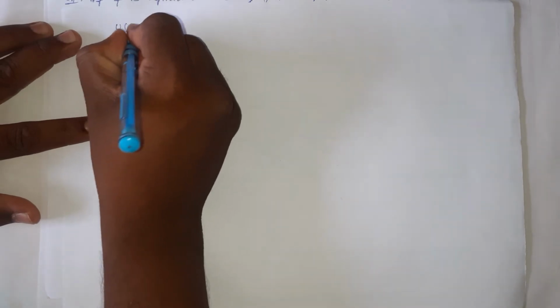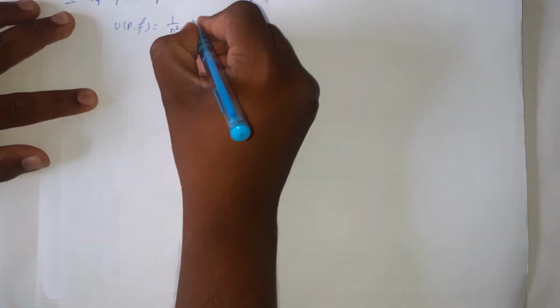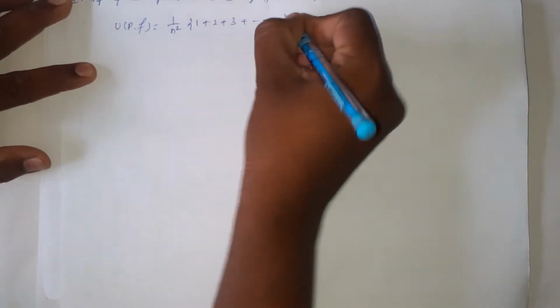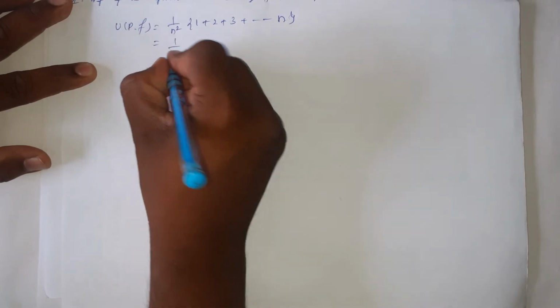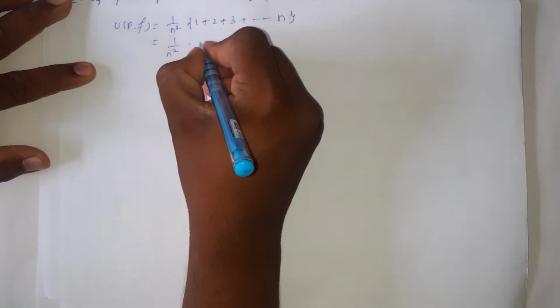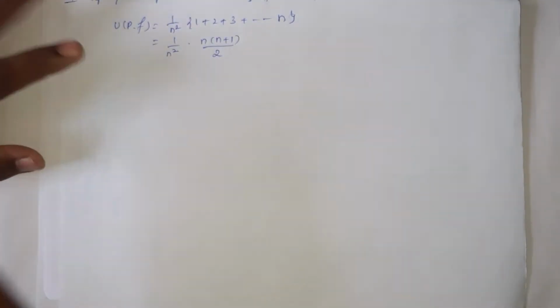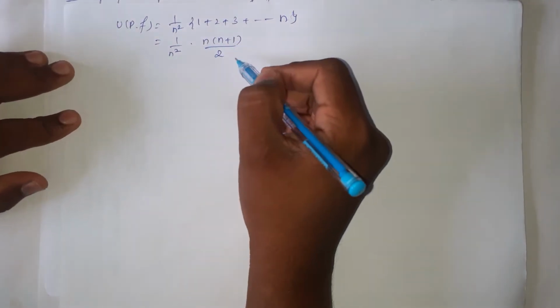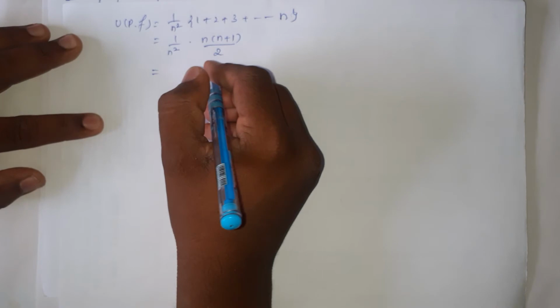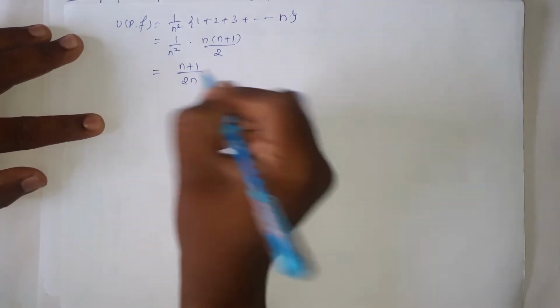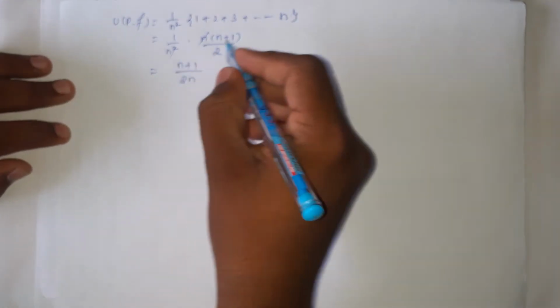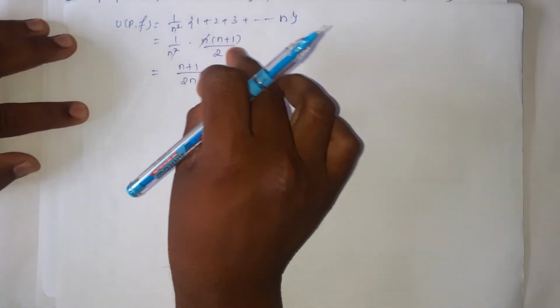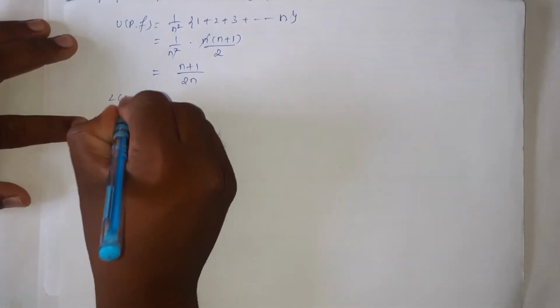So, here this can be written as UPF is equal to 1 divided by n square and the sum is 1 plus 2 plus 3 up to n. Then this is equal to 1 divided by n square into n into n plus 1 divided by 2. So, therefore, n into n plus 1 divided by 2 is the sum of first n natural numbers. On simplifying we get n plus 1 divided by 2n, because here n and n will get cancelled, then remaining n plus 1 by 2n. So, this is the UPF, and similarly we can find LPF.